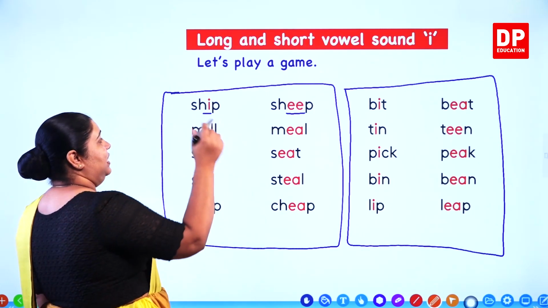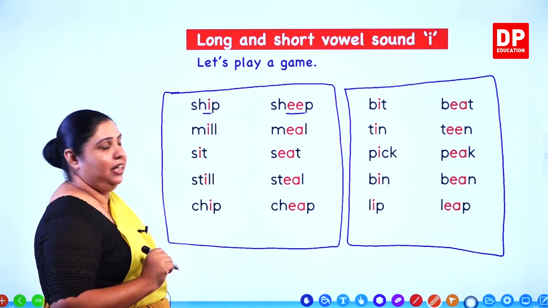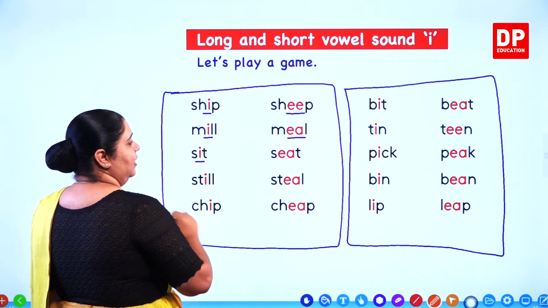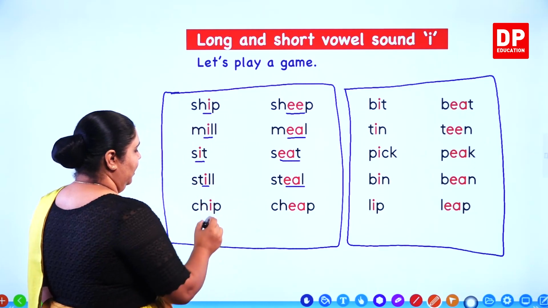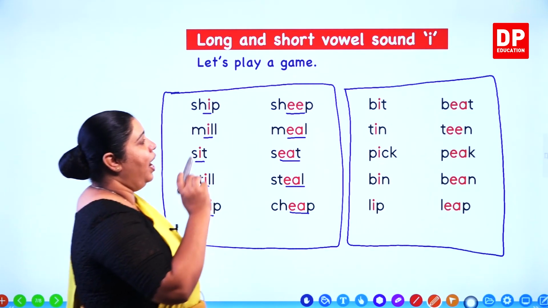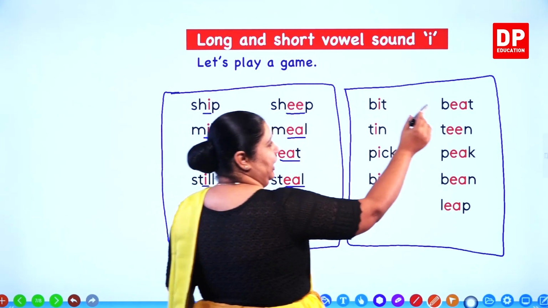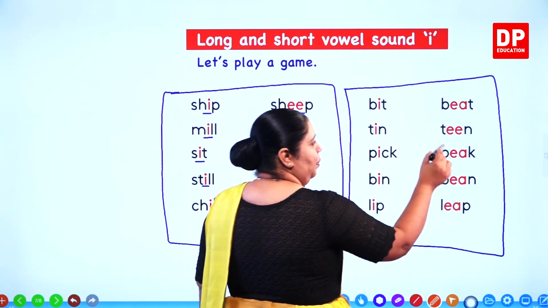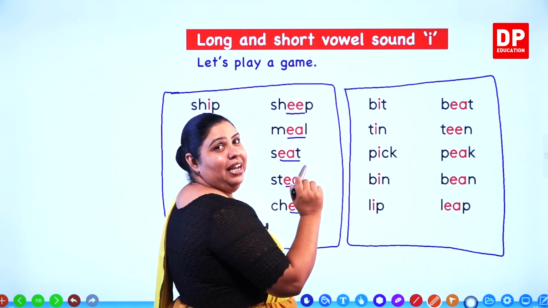I told you, when we say ship, it has a different meaning, but when we say sheep, it has a different meaning. Right? Then we have mill, meal, sit, seat, still, steel, chip, cheap. Okay? Now we will go to our next set of words. We have bit, beat, tin, teen, pick, peak, bin, bean, lip, leap.